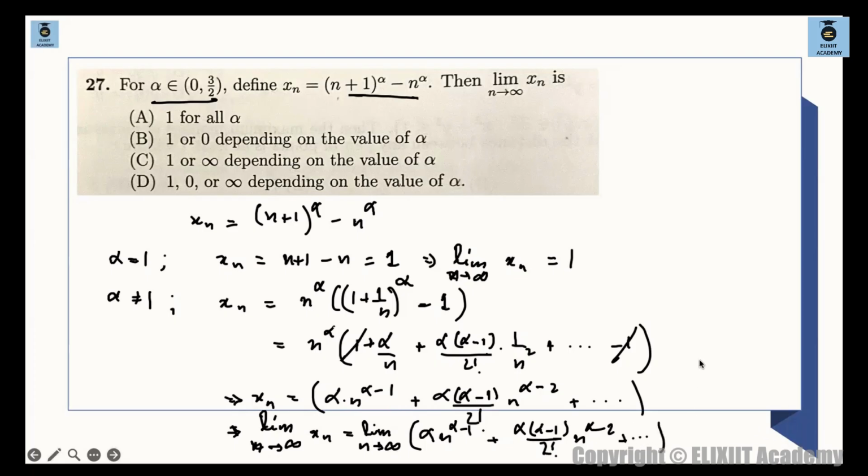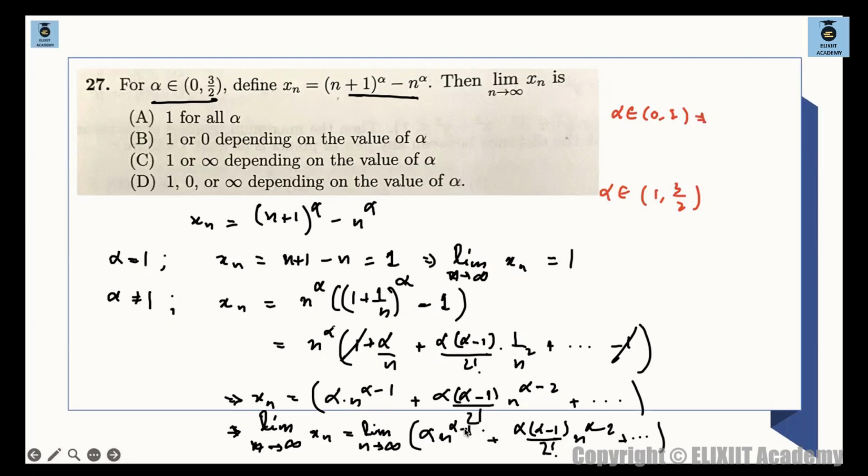Okay. Now you can clearly see the values of alpha from here. Let's say alpha belongs to 0 to 1, okay, we'll check two cases. Alpha belongs to 0 to 1 and alpha belongs to 1 to 3 by 2. These two cases we haven't checked. If alpha belongs to 0 to 1, what happens?